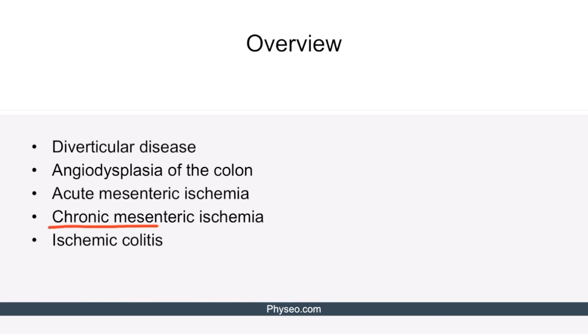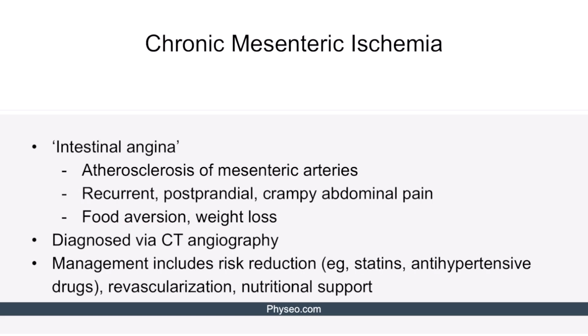Now let's discuss chronic mesenteric ischemia. Chronic mesenteric ischemia is also sometimes called intestinal angina, and that term actually makes it quite easy to understand. So just like angina pectoris is caused by atherosclerosis of coronary arteries and causes recurrent ischemic pain with increased demand, such as during exertion, well, the same thing is true for chronic mesenteric ischemia.